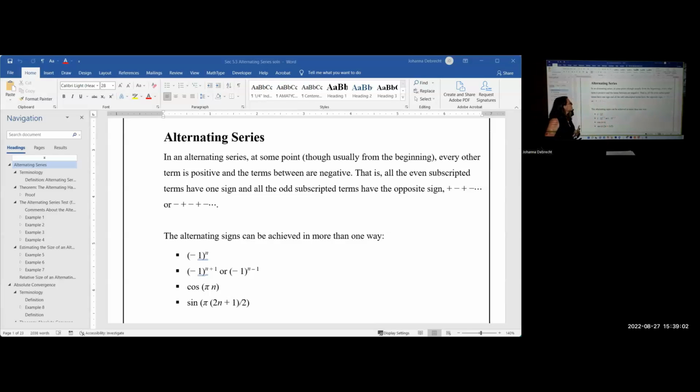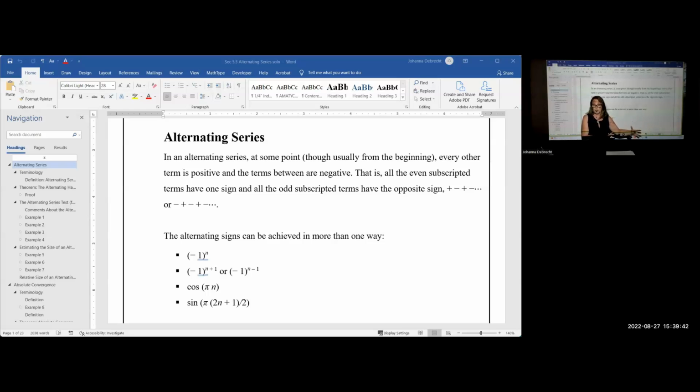Let's talk a little bit more about how an alternating series might come about. Remember that in an alternating series, the odd subscripted terms and the even subscripted terms have opposite sign. One of them's positive, one of them's negative. So it's either positive, negative, or negative, positive. Now again, if the head of the series, the beginning of the sequence, doesn't follow that pattern, we chop it off and set it aside and focus on the tail. Only the tail determines convergence.